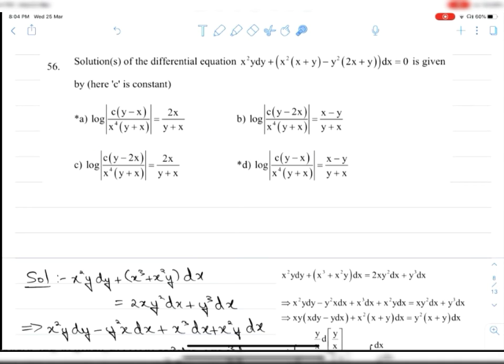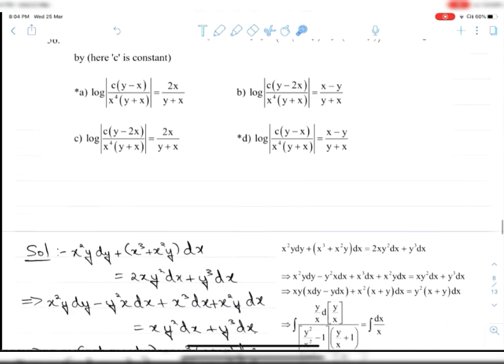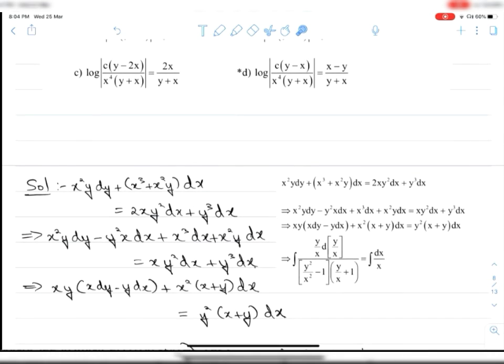We'll first solve this question. The given equation, he just manipulates it in such a way. The 2xy square, 1xy square, he brought it here, 1xy square, he just put it here. So x square y dy minus y square x dx plus x cube dx plus x square y dx is equal to xy square dx plus y cube dx. In this part, I can observe an x dy minus y dx. So xy times of x dy minus y dx. Because there is this part, I'll either divide it by x square or y square. Plus x square times of x plus y dx is equal to y square times of x plus y dx.